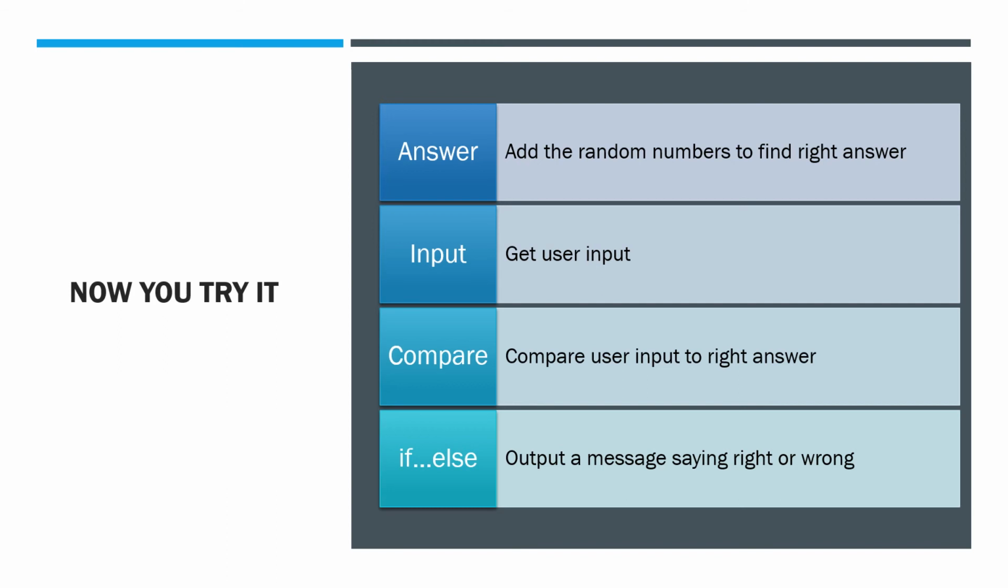create a variable called answer that stores the answer to the random question, by adding the 2 random numbers together. Add an input command to get input from the user's answer to the question. And then use an if structure, this would be nested inside the loop, to compare the user input to the right answer and then output a message saying they got the question right or they got the question wrong, depending on whether their input matches the right answer.